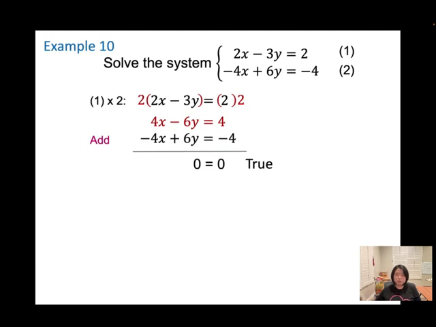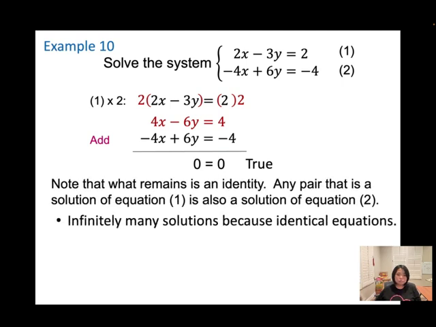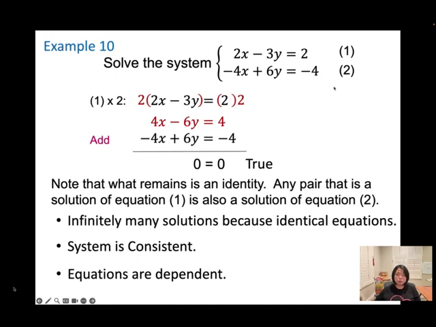Okay, remember we do have 3 cases. Case 1, when you have one intersection point, so you have one solution. Case 2, when two lines are parallel, they never intersect each other, so there will be no solution. Case 3, when two equations are identical, there will be infinitely many solutions, because it's an identical equation. And the system is consistent because we can find the solution. And the equations are dependent because this is the identical equation.